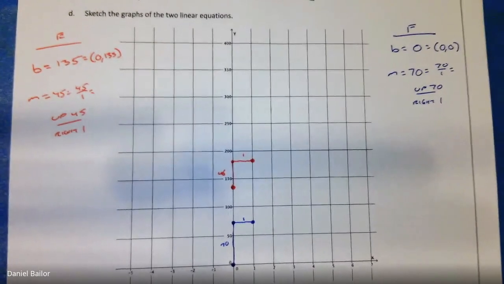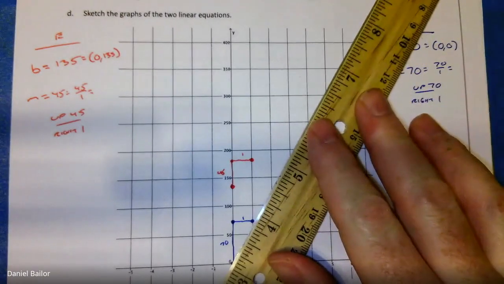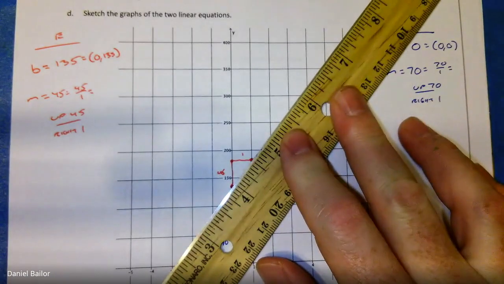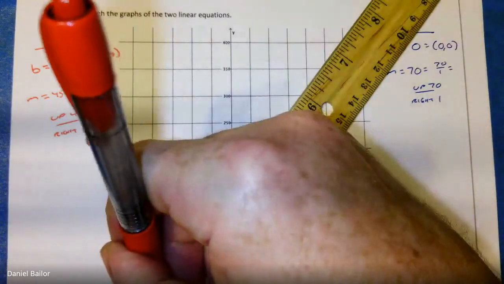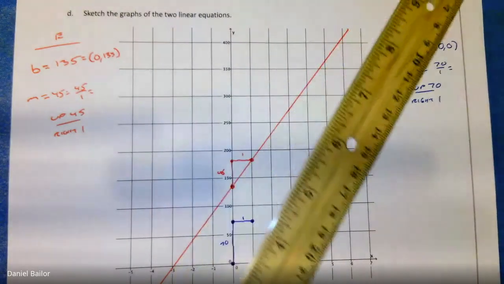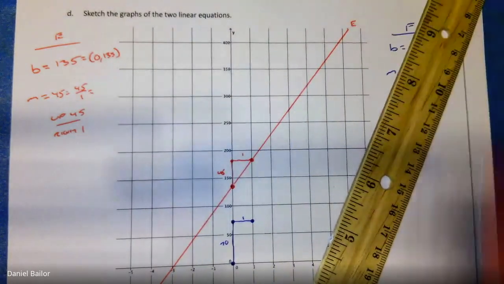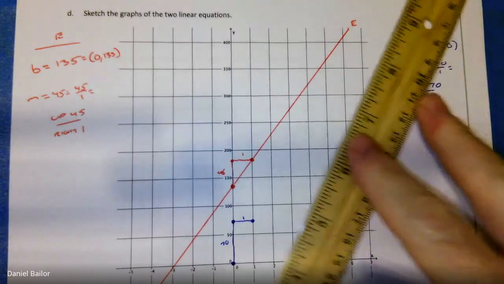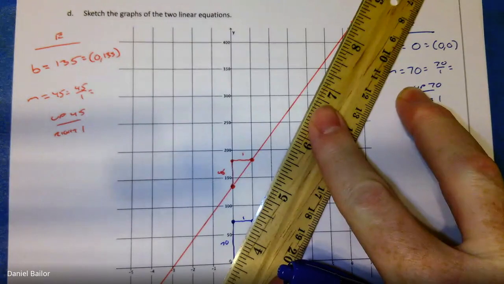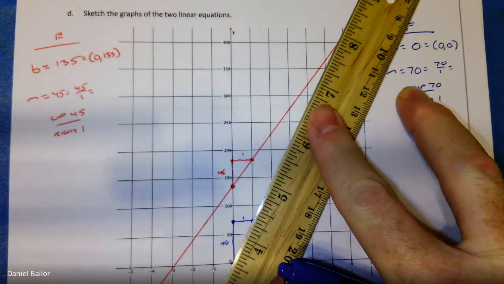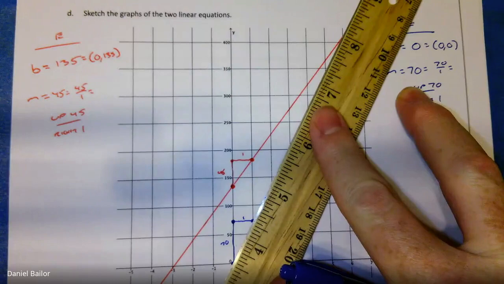Now what we need to do is connect those 2 points so that we can see what their lines look like. So we'll do Efren's line first. I'm going to label that with an E. And then for Fernie, let's connect it right there. That looks like it's about right.